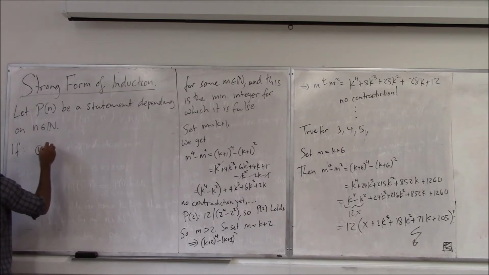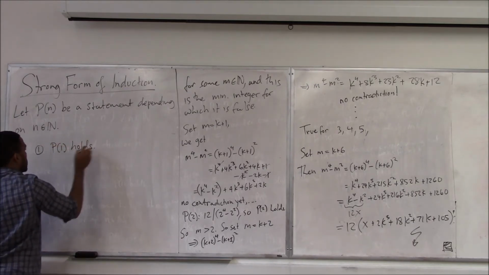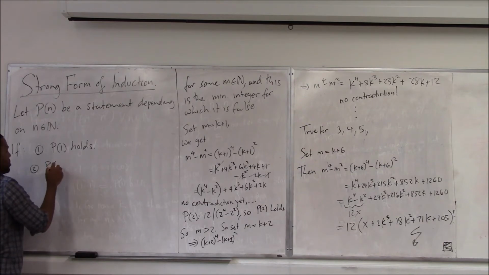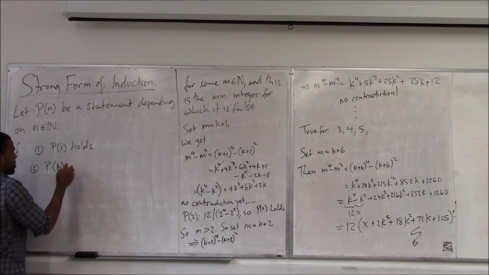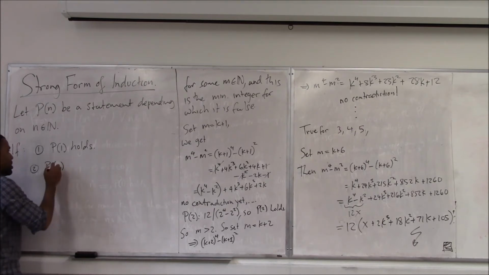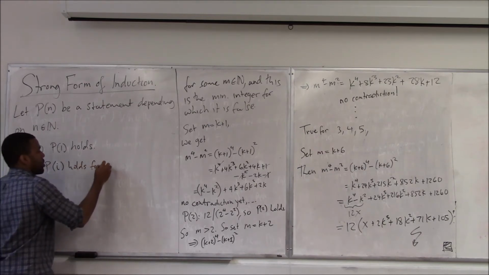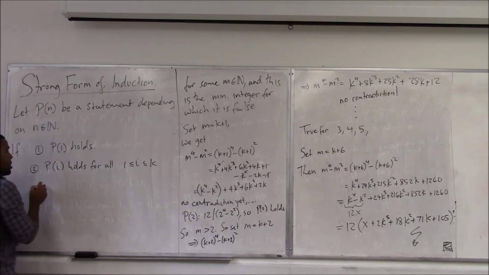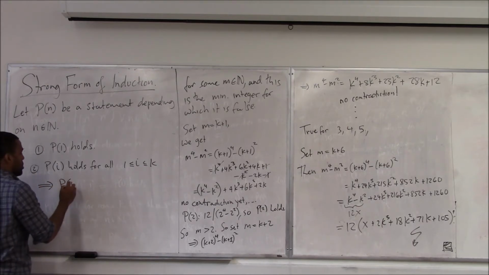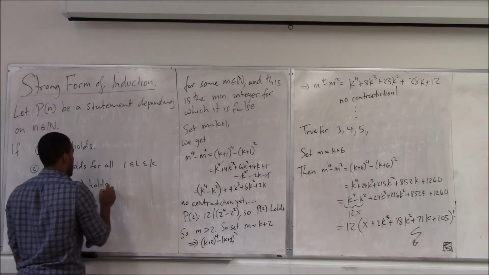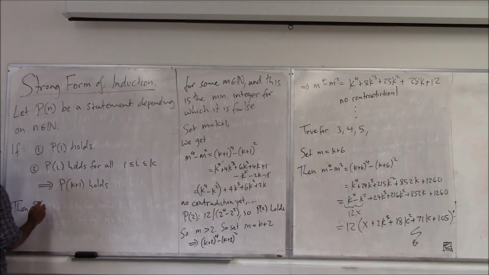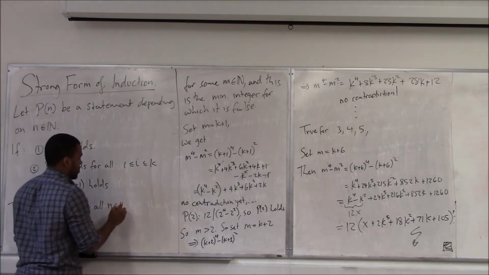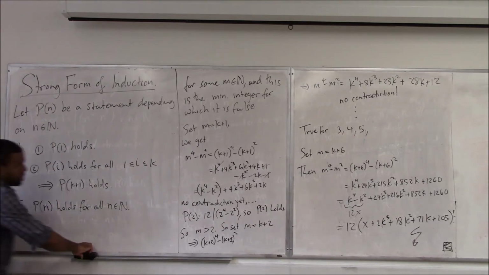If P of 1 holds, and technically I think they use it on if P of i holds for all i from 1 up to some integer k, implies P of k plus 1 holds, then P of n holds for all n. And that's the strong form. There's an alternative way to write this if you want to think of it that way.